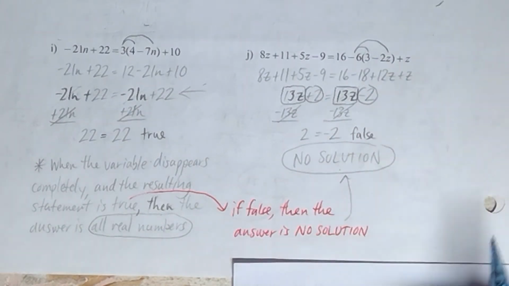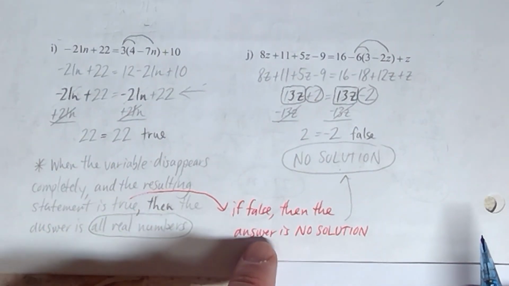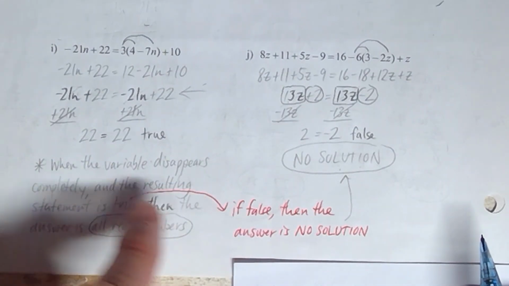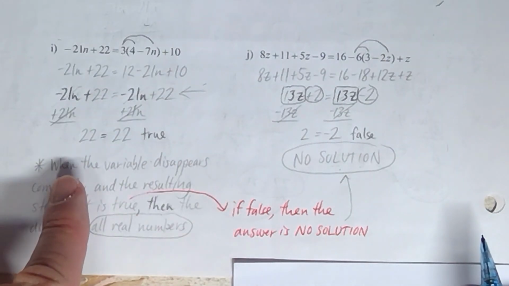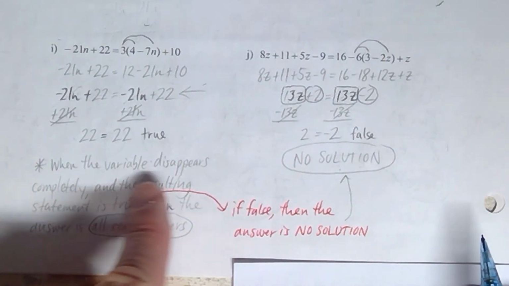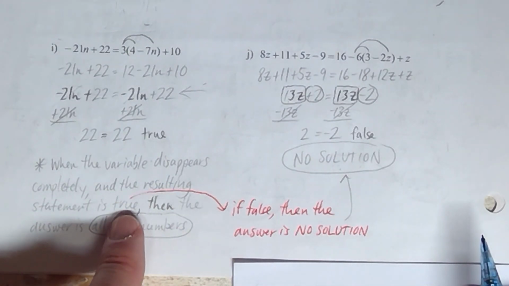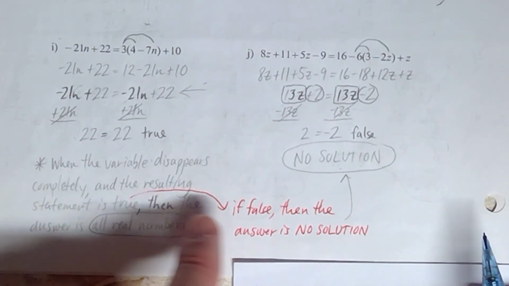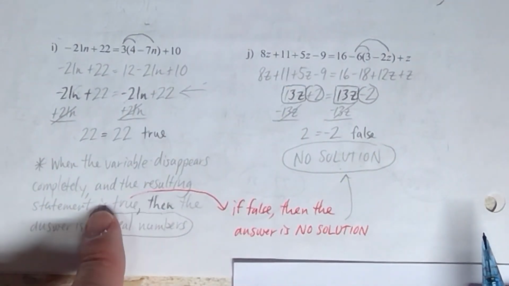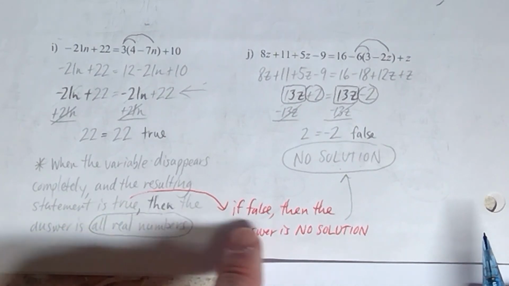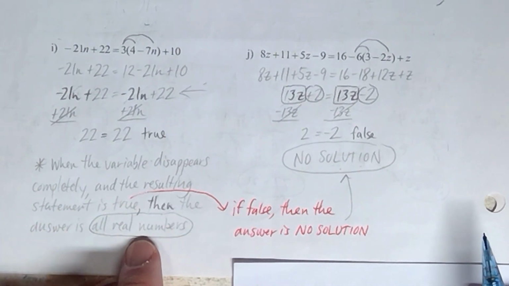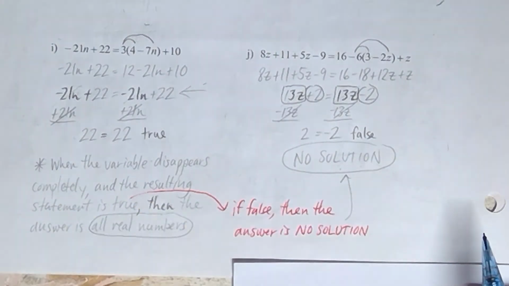When the variables disappear and the resulting statement after that is false, then it's going to be no solution. What I'm trying to point out here is that this problem is the same, where the variable disappears completely, but the difference is that instead of the resulting statement being true, this time in this problem, it's false. So if it's false instead, then instead of it being all real numbers, it's going to be no solution.